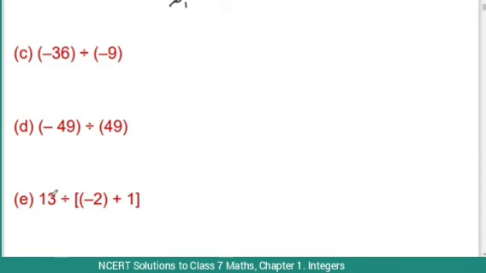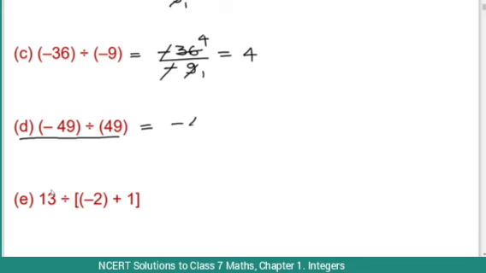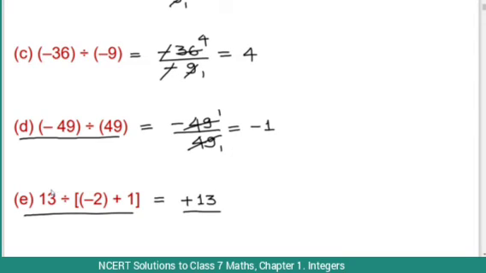C, -36 divided by -9. Here minus minus get cancelled. 9 ones are 9, 9 fours are 36. So answer is 4. D, -49 divided by 49. 49 ones are 49. Answer is -1. E, 13 divided by -2 plus 1. 13 as it is, and this -2 plus 1 becomes -1. Then it is -13.